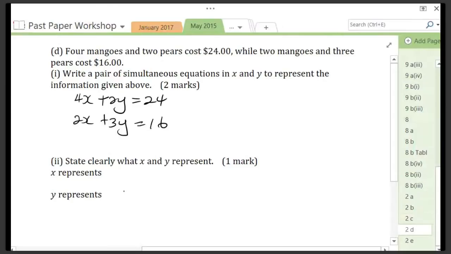Now part 2 here, they said state clearly what x and y represent for 1 mark. X represents mangoes and y represents pears. Yeah, 3 marks for that.